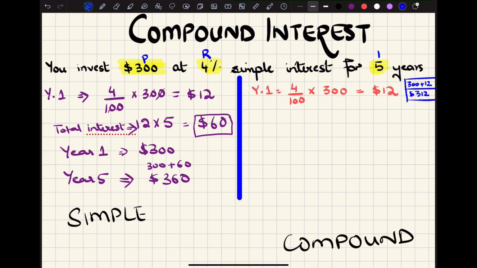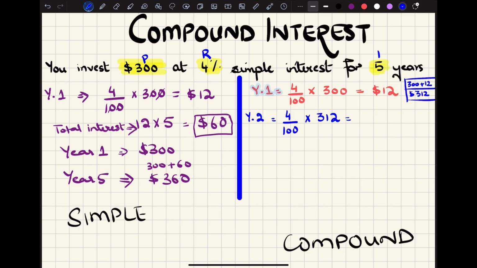Now the difference comes in year two. In year two, for simple interest, you're going to get $12 again. In year three, you're going to get $12. Year four, you're going to get $12. However, what happens here is that in year two, in compound interest, you're going to get 4% of the amount that you have in your bank at the end of year one, which is $312. So in simple interest, you're going to get 4% of 300 every year for the number of years decided in the agreement at the start.